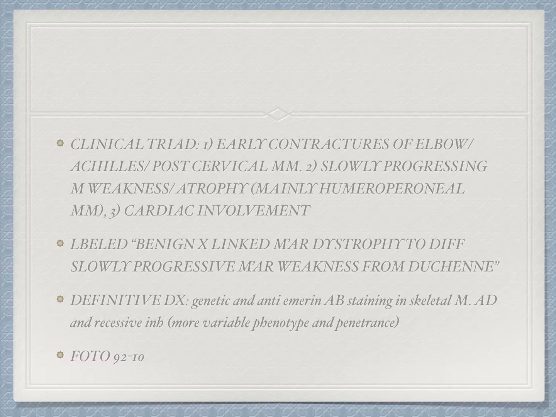It's usually known as benign X-linked muscular dystrophy to differentiate the slowly progressive muscular weakness from Duchenne. This is, of course, not benign at all, but comparative to Duchenne, if people can live 10 to 20 years more, it's probably benign. And the definitive diagnosis: genetic and anti-emerin antibody staining in skeletal muscle.